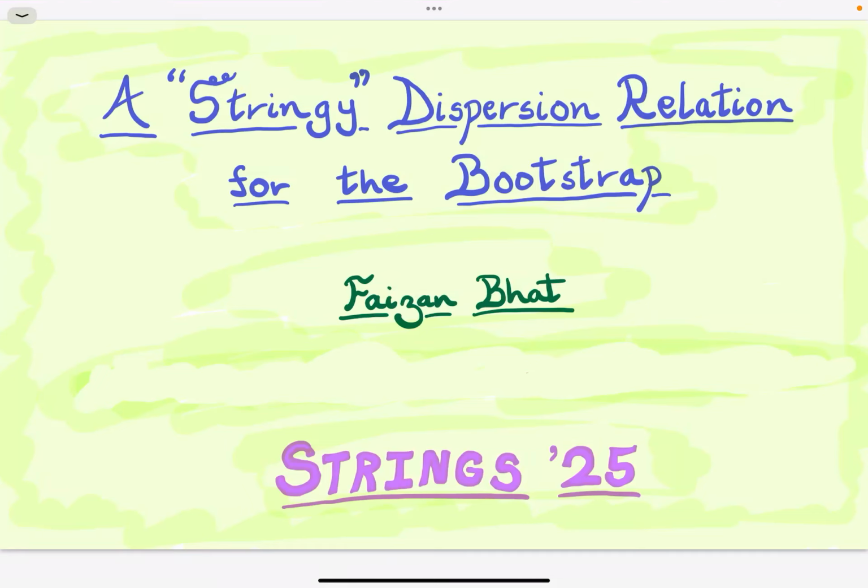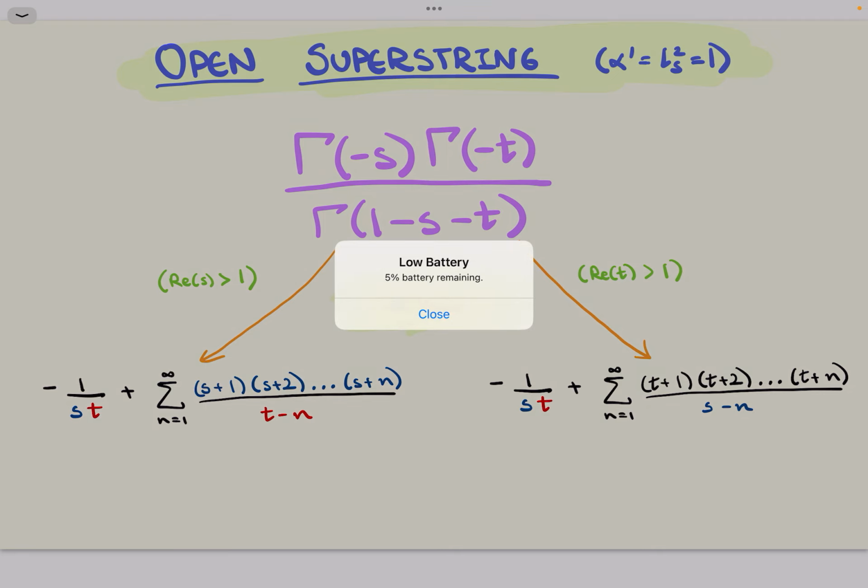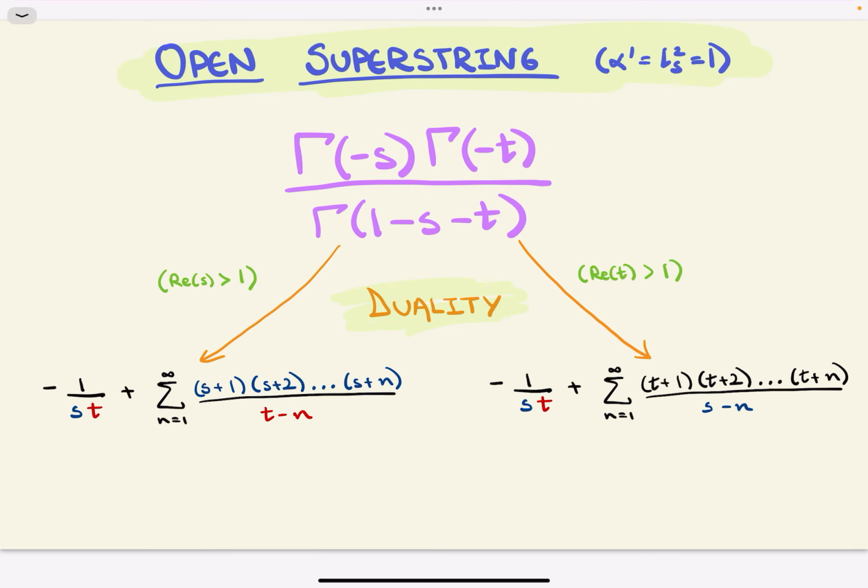The poster I am presenting for Strings 25 is titled "A Stringy Dispersion Relation for the Bootstrap." Let's start by looking at the open superstring amplitude, where we work in units where the string length is 1. The tree level amplitude looks like simply a ratio of gamma functions, and it satisfies a very interesting property called duality, which is a statement that you can represent it using completely either the T-channel poles or the S-channel poles.